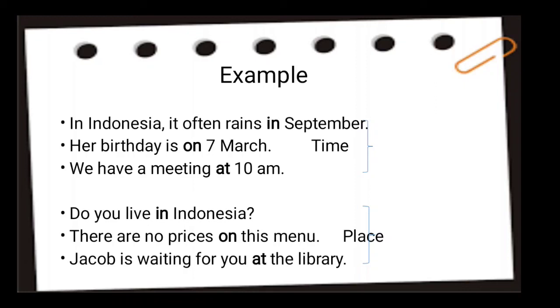Okay, and for the last, Jacob is waiting for you at the library. Or I have another example. Come to my house at 7 Independence Avenue. Why do we use at? Because the sentence refers to an address, and an address is a more specific place.